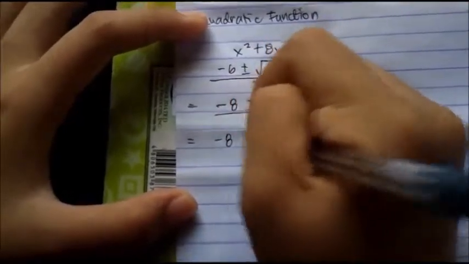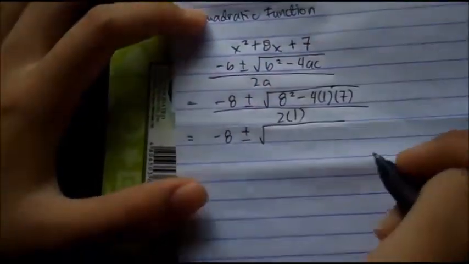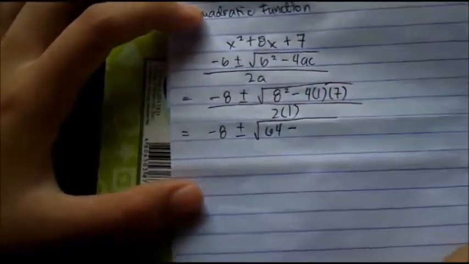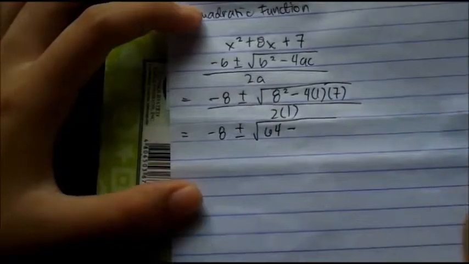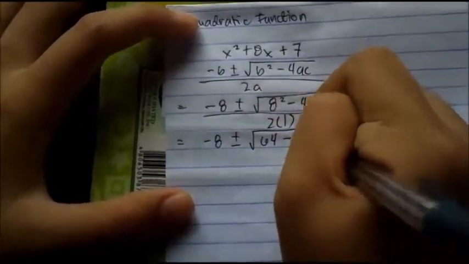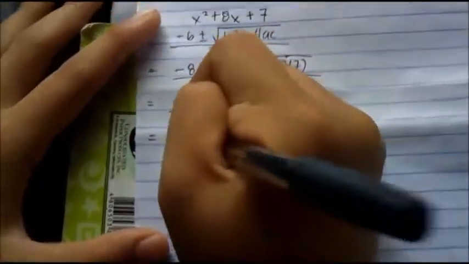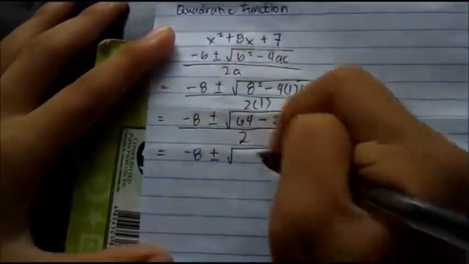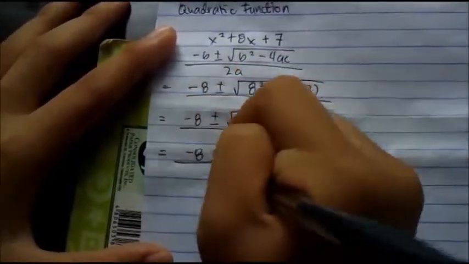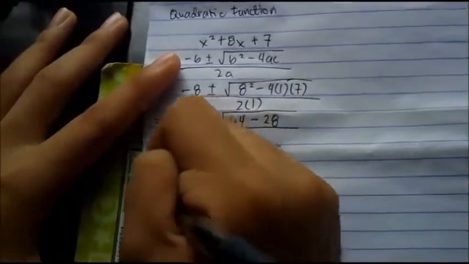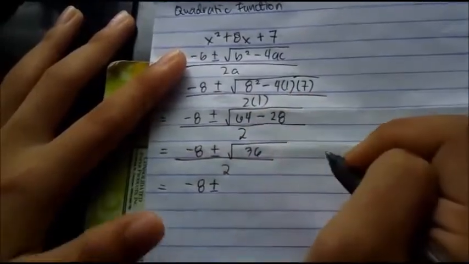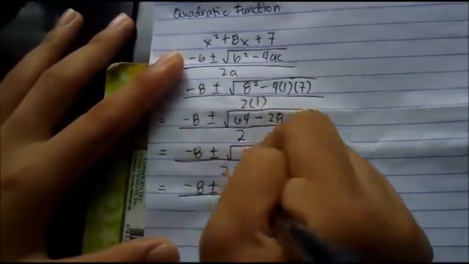Negative 8 plus or minus the square root of 8 times 8 equals 64, minus 4 times 1 times 7 equals 28, over 2. Equals negative 8 plus or minus the square root of 64 minus 28 equals 36, over 2. Next step is negative 8 plus or minus the square root of 36, which is 6, over 2.